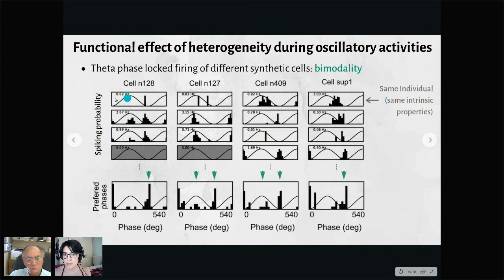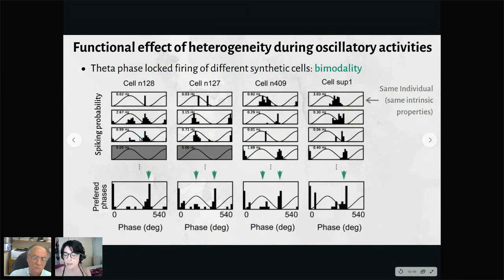Other individuals are in other rows. That means that all these rows, so this row has the same intrinsic properties, different from the intrinsic properties of this row, that are different from this one. Each row is one individual, and in different morphologies. Each of these columns is a different morphology.